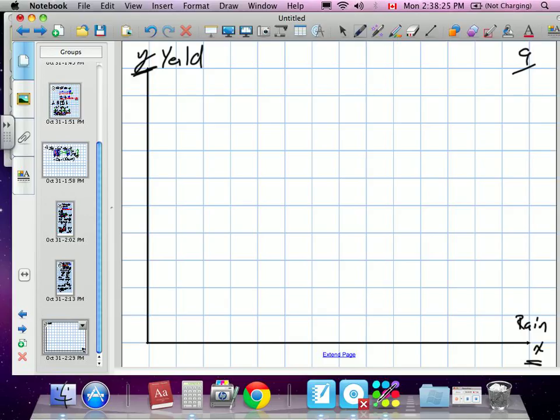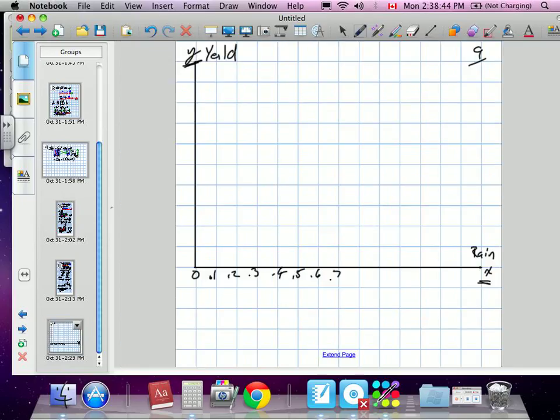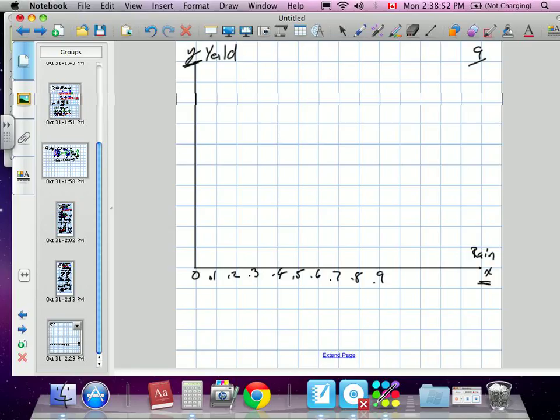Because rain goes from 0.3 to 1.5, I'm going to make a graph that starts at 0 and goes up by 0.1 each time. 0.1, 0.2, 0.3, 0.4, 0.5, 0.6. Oops. Oh, that should be 1. What am I doing? This should be 1, 1.1. That's good. And technically it needs to go to 1.5. So all the way out here.